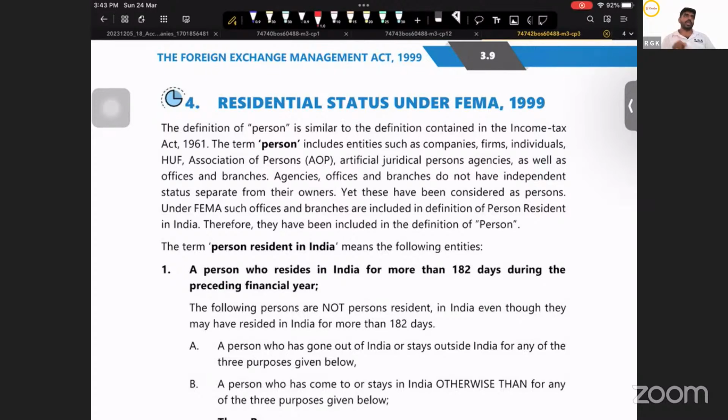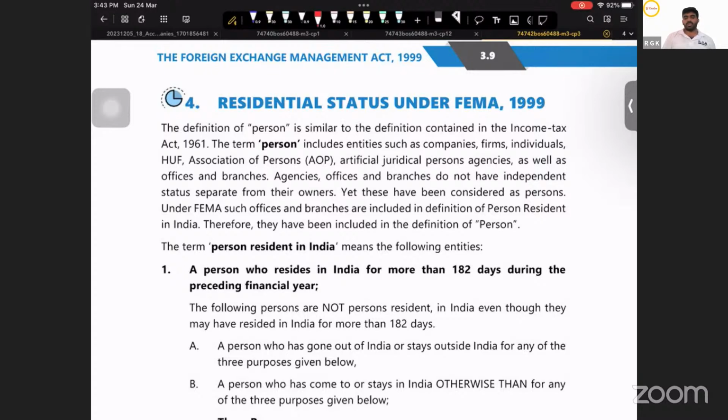In short, PRII or PROI. A very important observation, and we can expect certain types of questions from this particular area. Person resident in India is an important definition. If you understand this definition, the other definition, that is PROI, person resident outside India, becomes an easy discussion. That definition will be easier for you.